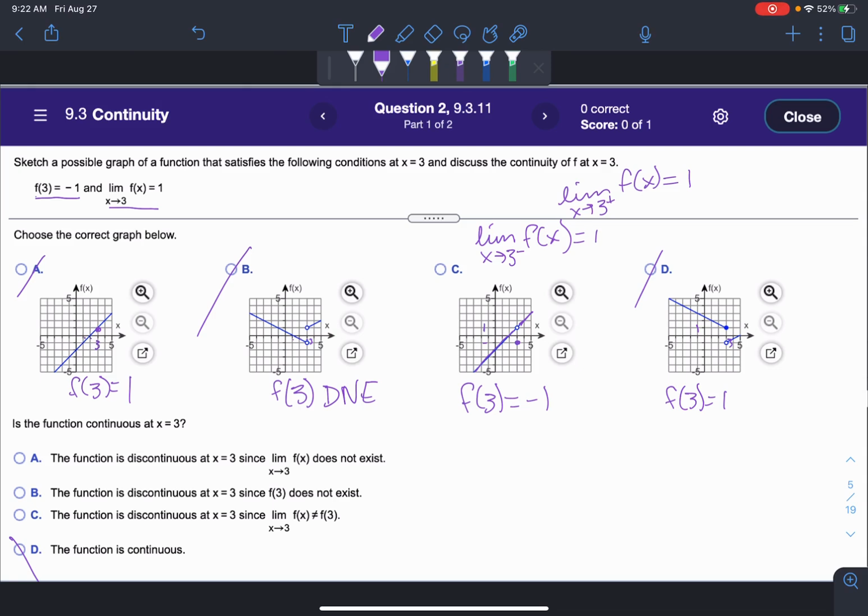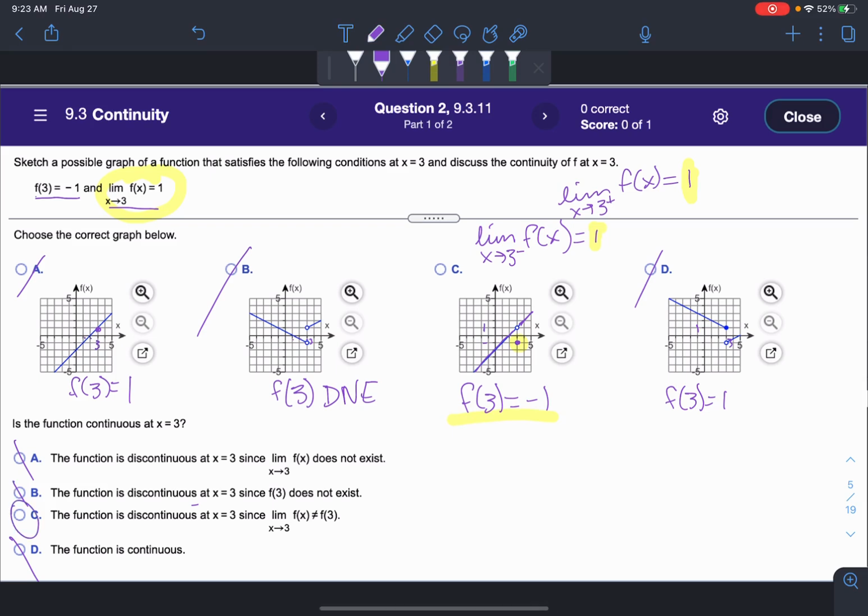And so the reason why is, let's see, it's discontinuous at x equals 3 since the limit does not exist. Well, the limit does exist, right? And it's 1 because these two are equal. So the overall limit is 1. So A is not correct. It's discontinuous at x equals 3 because f of 3 does not exist. Well, that's not true because we have this point. So B is also not correct.